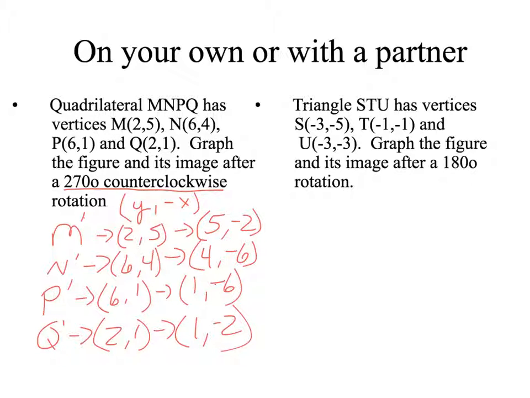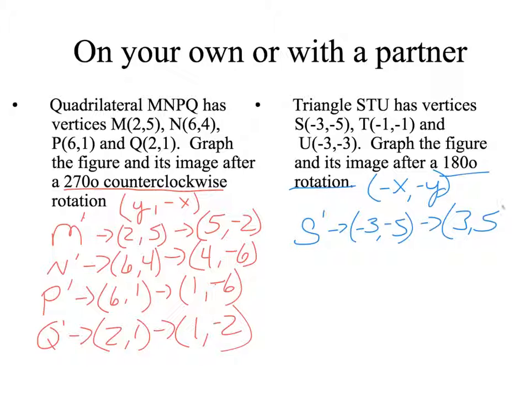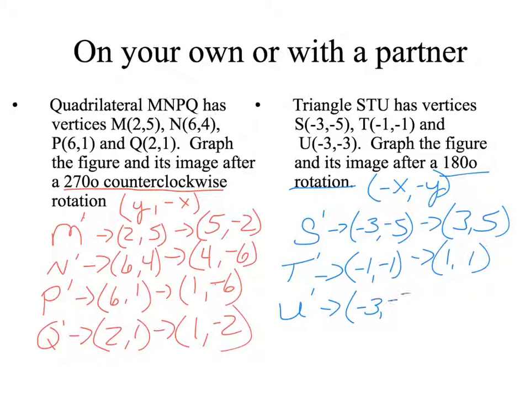For the second one, we were going 180 degree rotation. Doesn't matter if we go clockwise or counterclockwise on 180 degree rotation. We end up with the same spot either time. And our formula for 180 degree rotation is negative x, negative y. So we're starting with S, and we're going to S prime. So negative 3, negative 5. The two signs are going to change, and we're going to end up at 3, 5. T prime, negative 1, negative 1, is going to become positive 1, positive 1. And U prime, which was at negative 3, negative 3, is going to become positive 3, positive 3.